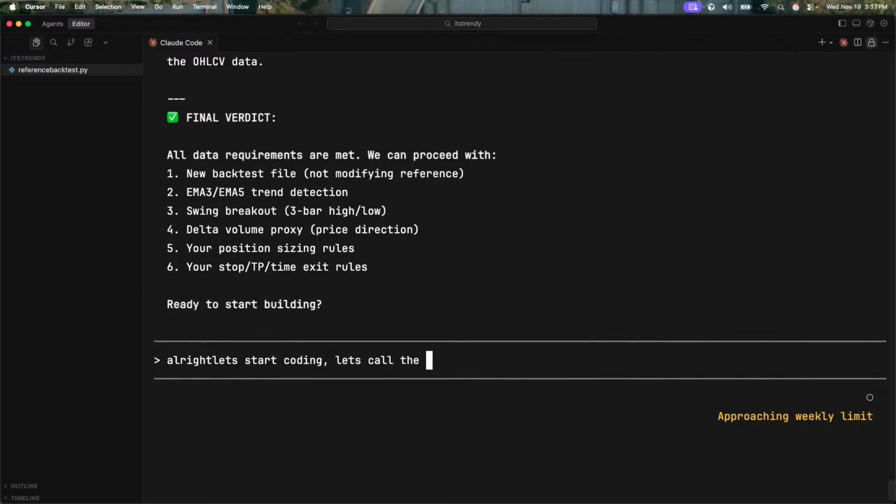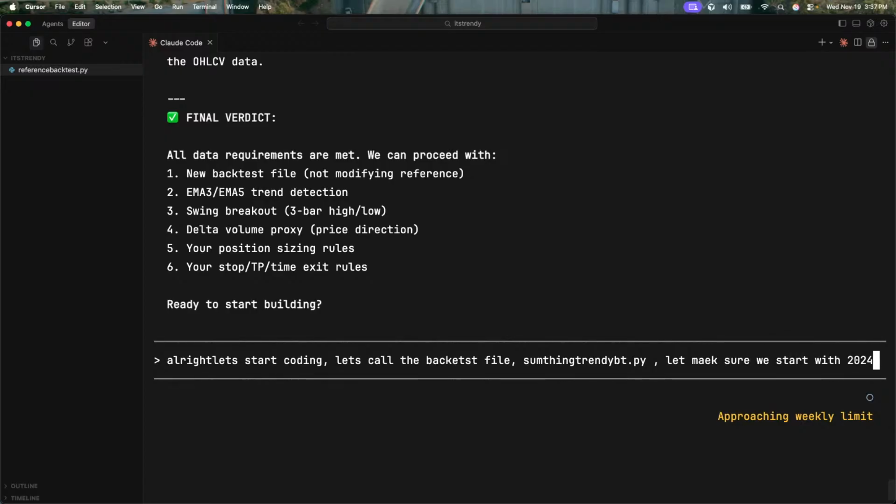Let's call the backtest file. What do you want to call this? Something trendy. Something trendy .bt.py. I think that's the most important part. Yeah, I love it. Something trendy .bt.py. Let's make sure we start with 2024.